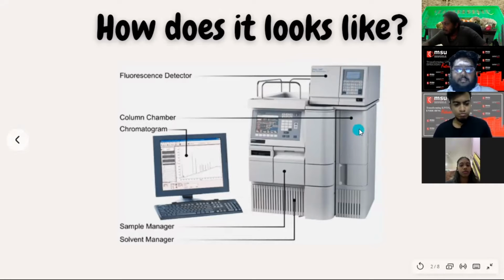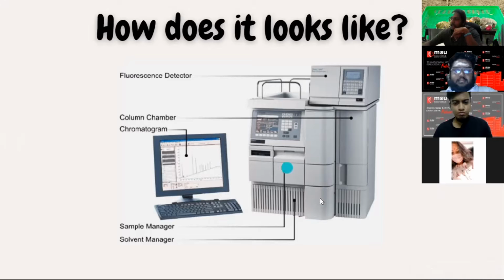And then there is the column chamber. The column chamber is what we can call the most important item or instrument for this HPLC, because without a column we cannot do any kind of separation of the components. And then there is a chromatogram. The chromatogram is the result we obtain after running this HPLC, in the shape of peaks, certain kinds of peaks on the monitor. And then there is a sample manager, where we inject the samples and also the standard, and the solvent manager.